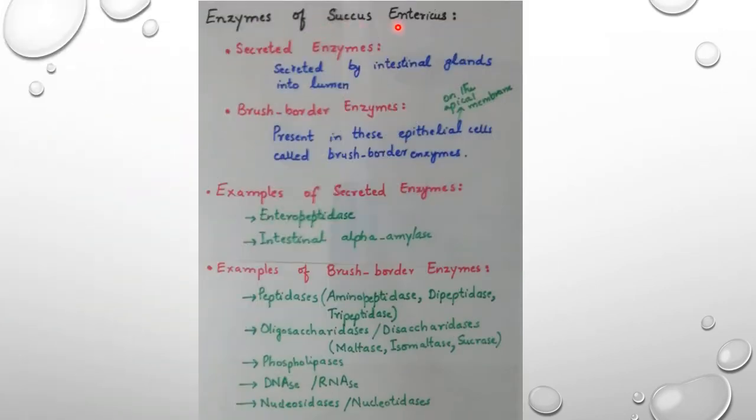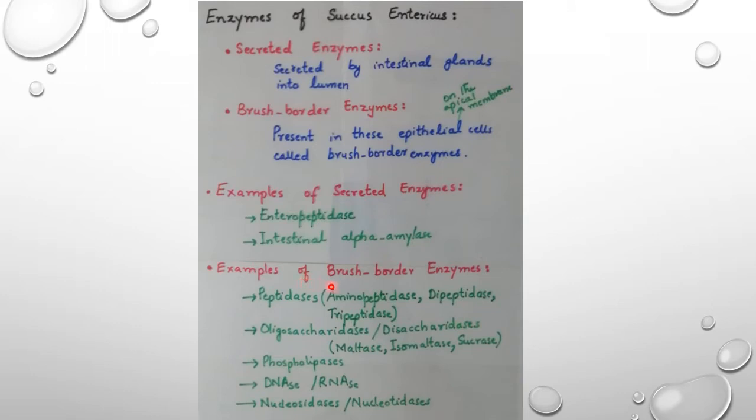Enzymes of succus entericus, or intestinal juice. There are two types of enzymes. The very first type is secreted enzymes, which are secreted by intestinal glands into the lumen of the intestine, and then brush border enzymes, which are found on the apical membranes of epithelial cells. Notable examples of secreted enzymes are enteropeptidase and intestinal alpha-amylase.